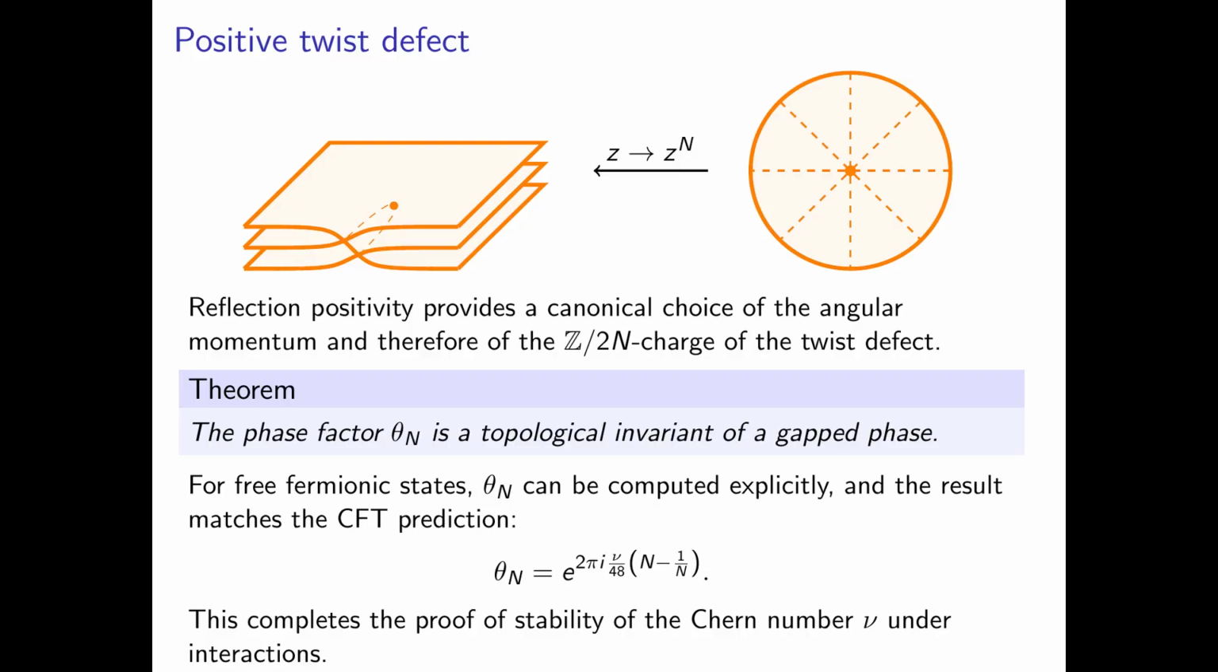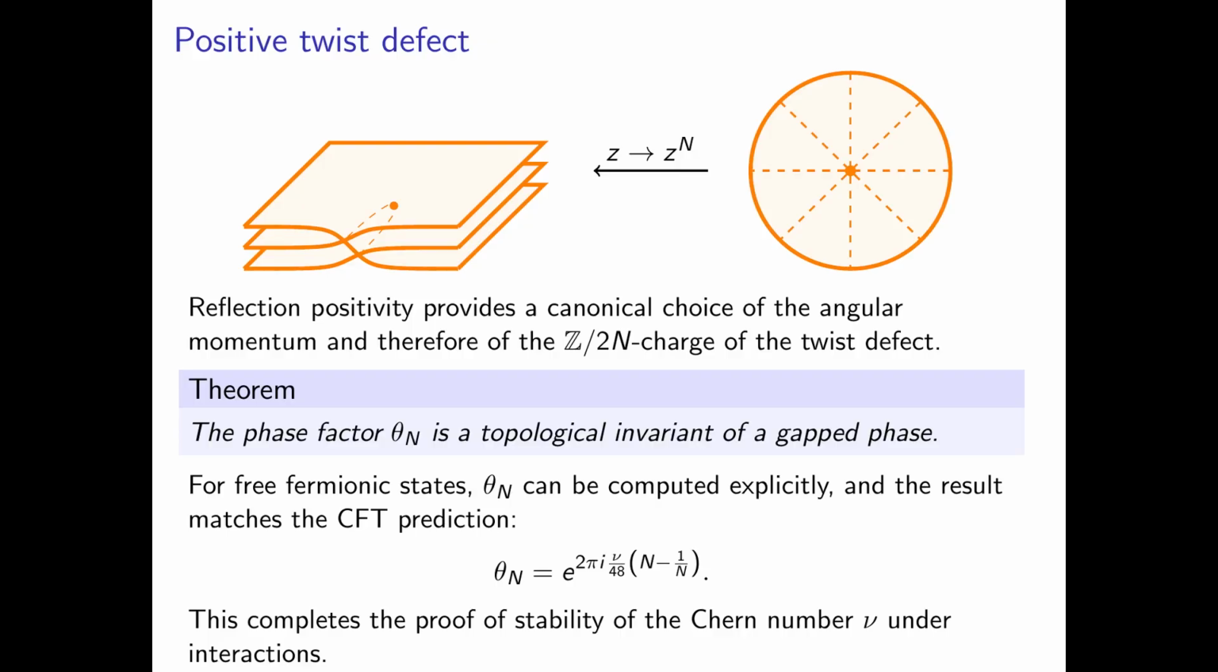So this number nu was defined only for free systems, but now these numbers theta_n are defined for interacting systems. Since they are all different for different nus, it means that we prove stability of this Chern number even if we add arbitrary interaction. How is this theta_n defined again?